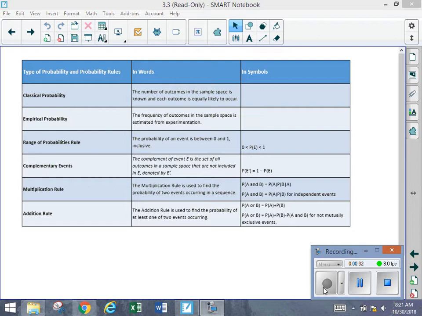So the difference would be, you're given a situation you have to figure out, and then with empirical probability, you're given a table of values. You have to figure out a probability based on stuff that's happened in the past. We've got a rule that tells us probabilities are always between 0 and 1.